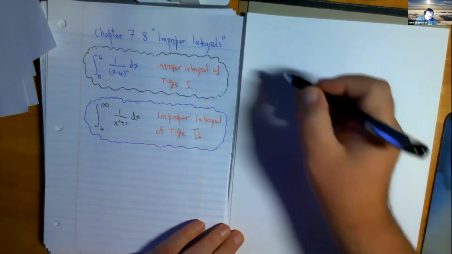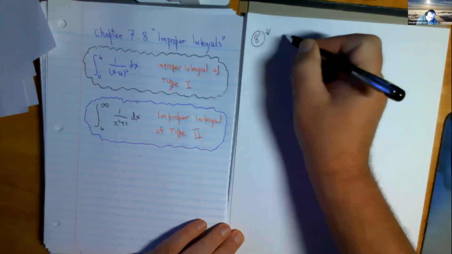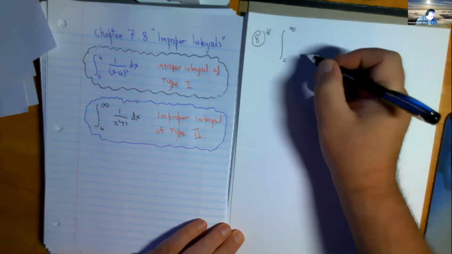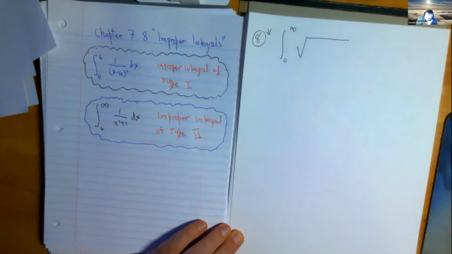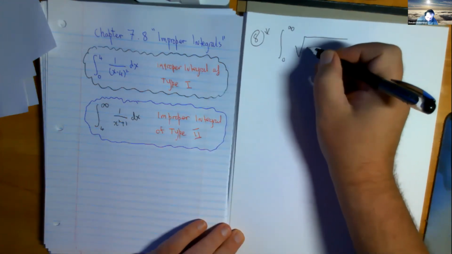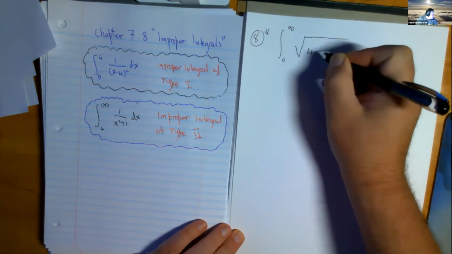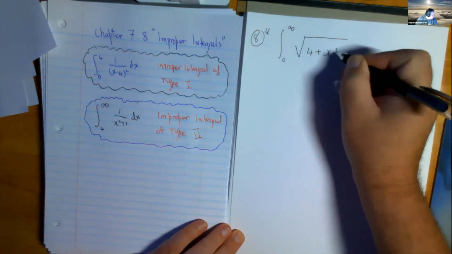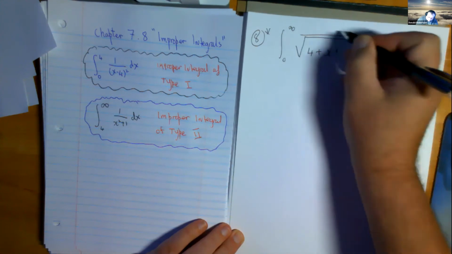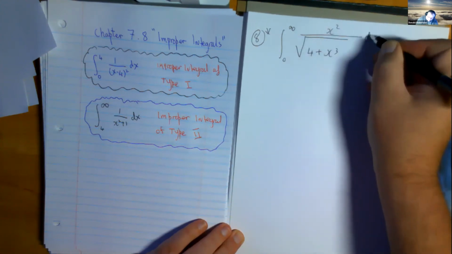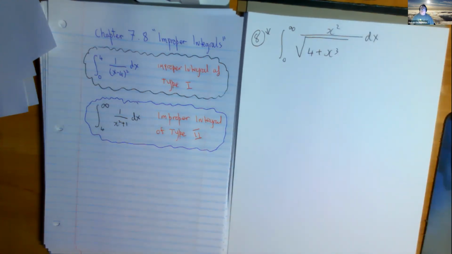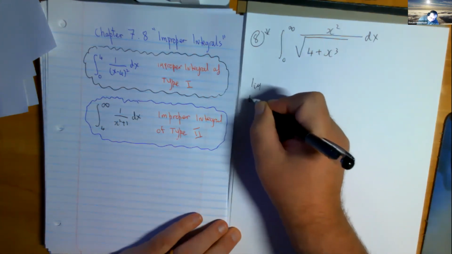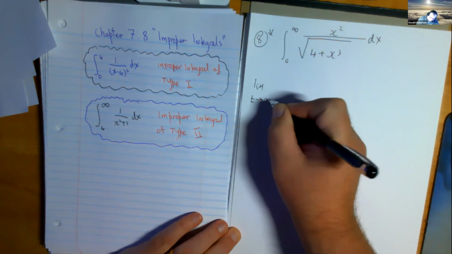Well, now we're getting into the fun ones. This is going to be like number 8. The integral from 0 to infinity of the square root of 4 plus x cubed, oh, a fraction, then x squared on the top, dx. So that's going to be the limit as t tends to infinity.